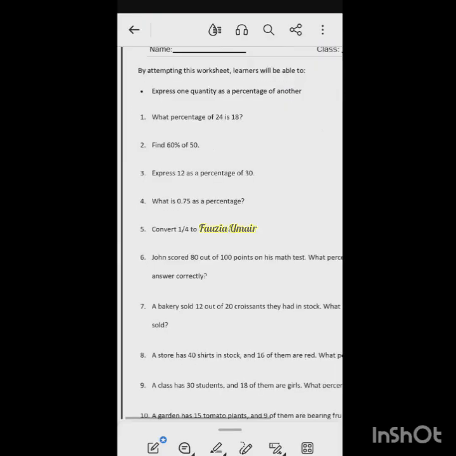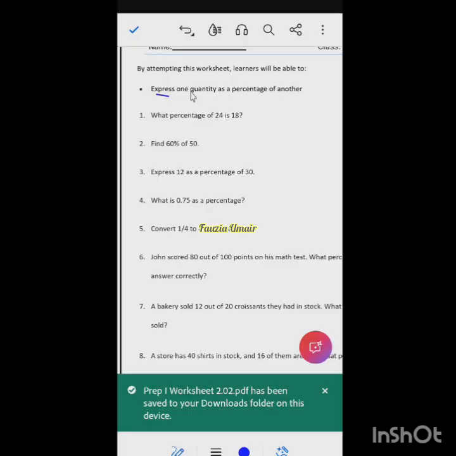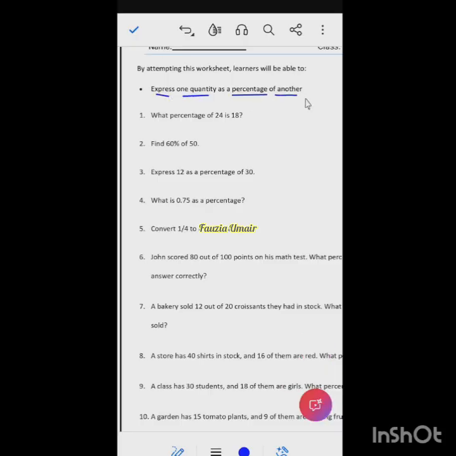And this is the second learning objective. You can see on your screen, the learning objective is: express one quantity as a percentage of another, right? So the first learning objective was that we need to convert fractions into decimals and decimals into percentages and vice versa, right? So conversion का topic था. Now the second topic is express one quantity as a percentage of other. So we will be having fractions और हमने वो याद रखना है कि fractions को percentage में कैसे convert करना है, right?